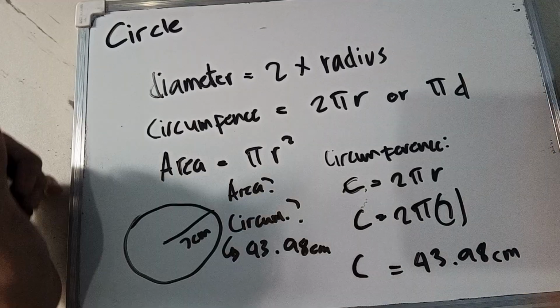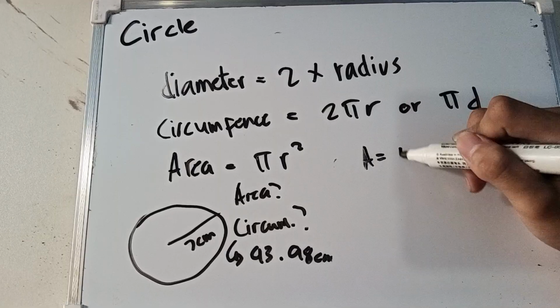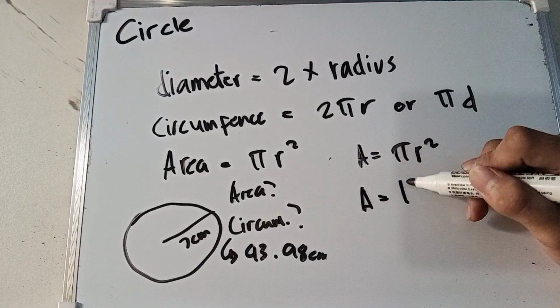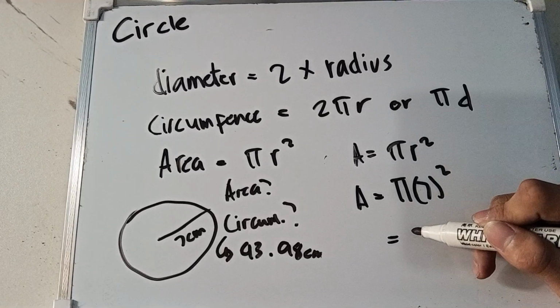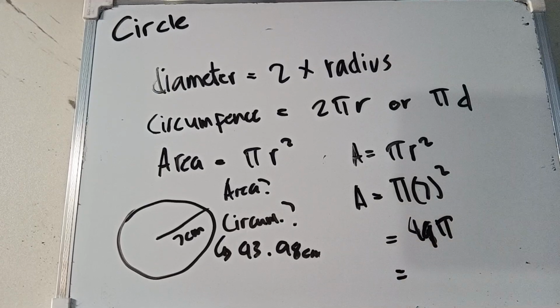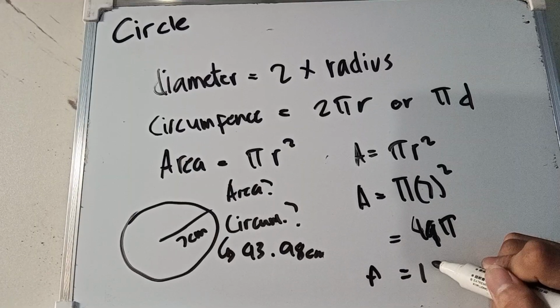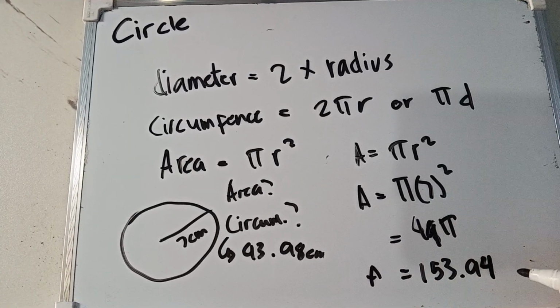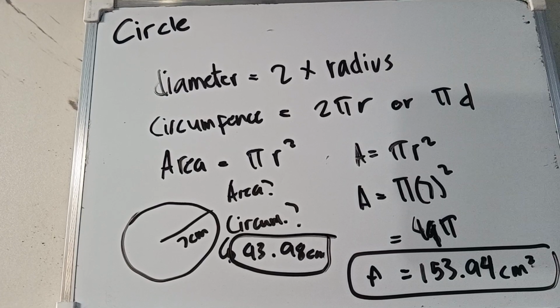Now for the area, the formula for area is given as pi r squared. Pi times r squared, that is 7 squared. Now 7 squared is 49, so 49 pi. If we solve it on our calculator, the area is equal to 153.94, and since it is area, that is centimeters squared. So this is for circumference and this is for area. So that's how you solve the circumference and area of a circle.